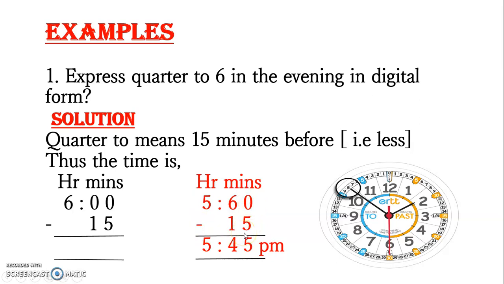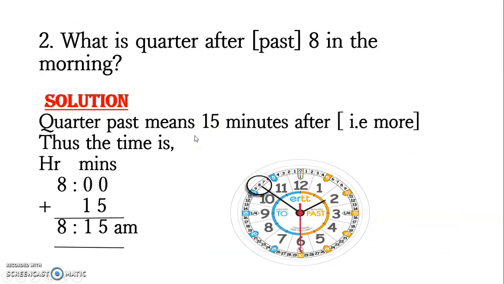0 minus 5, impossible. So we'll borrow 1 from 6 and add to 0. That will give us 10. So 10 minus 5 will get 5. Remember here, we are not left with 5 because we took 1 from 6 and added it to 0 to get 10. So 5 minus 1 will give us 4. And here, 5 minus 0, as nothing, will get 5. So our time expressed in digital form is now 5:45 p.m., which in analog form means quarter to 6 p.m.